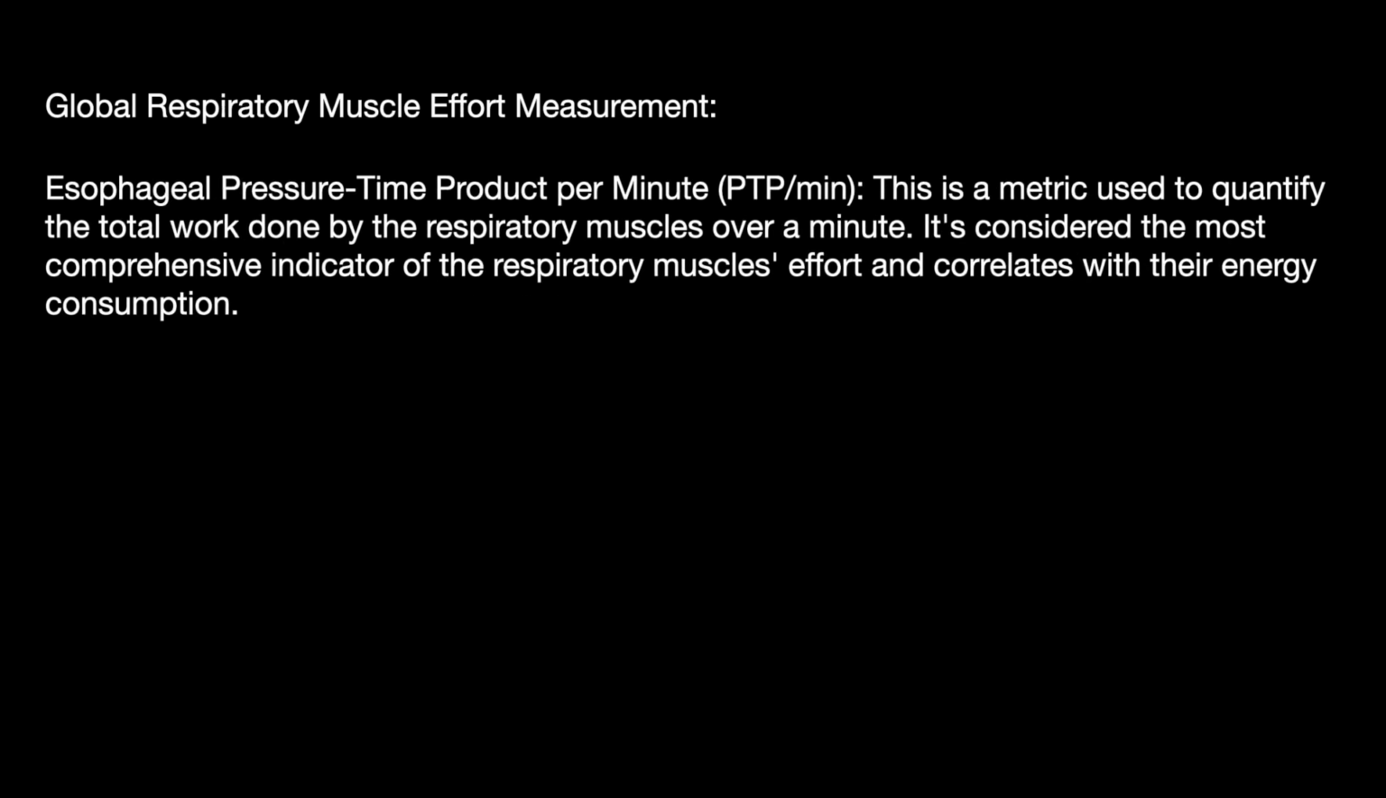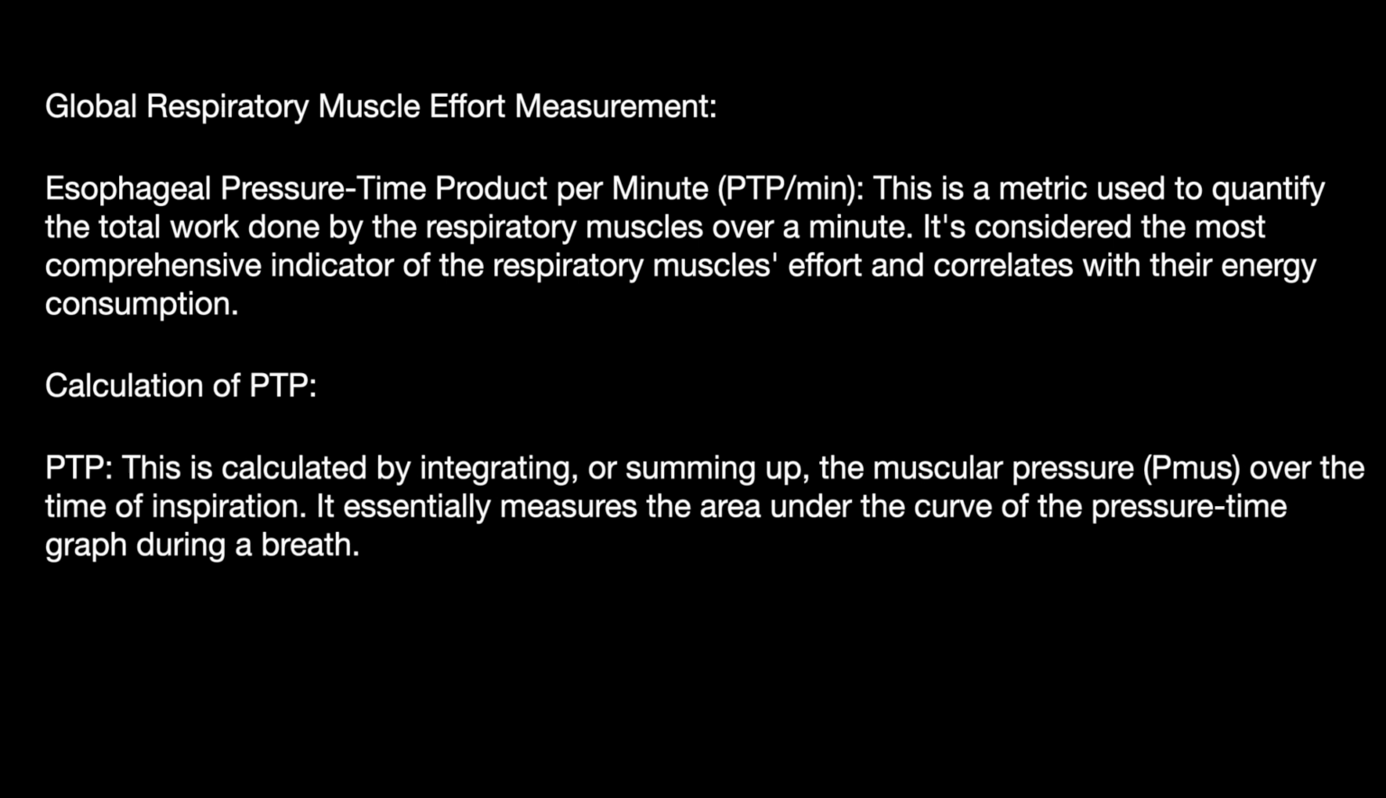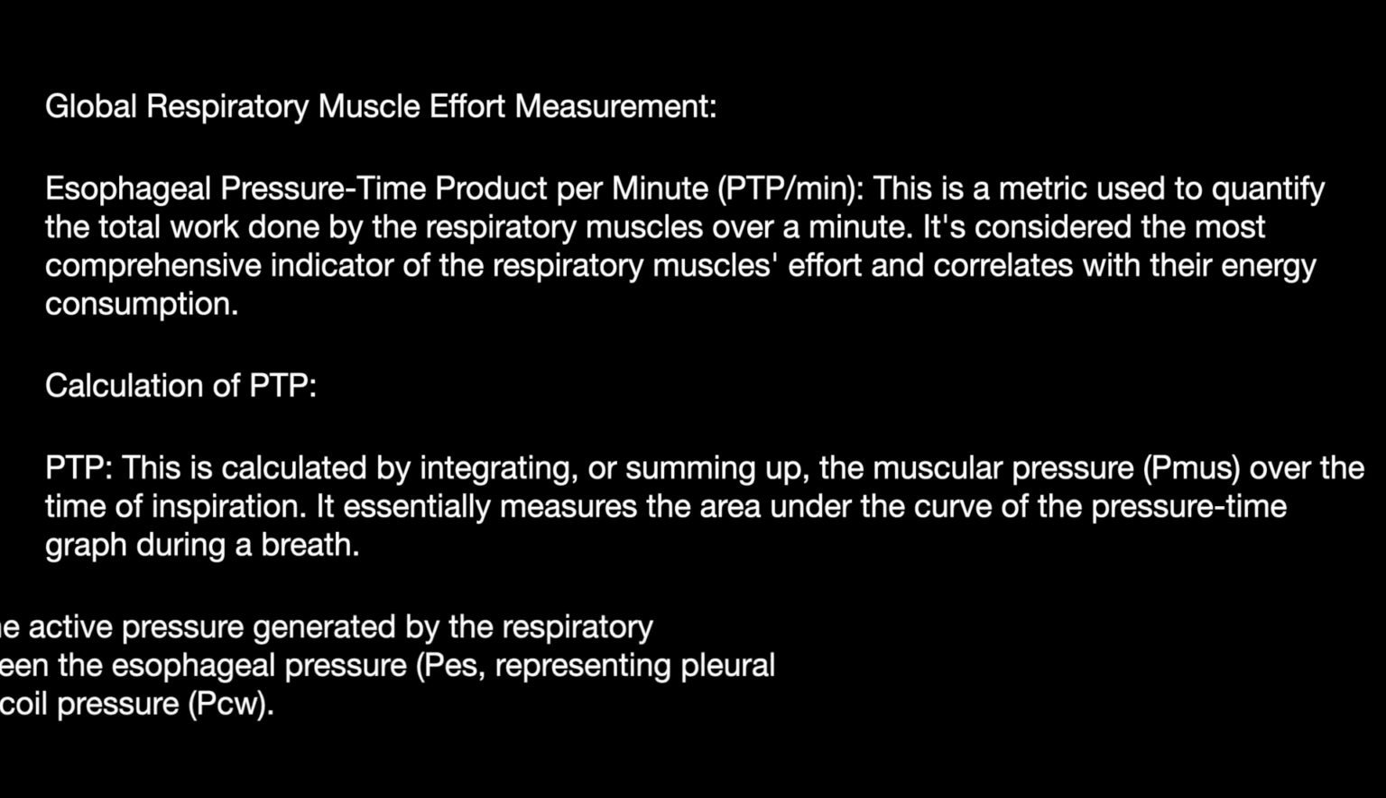So what is the global respiratory muscle effort measurement? The esophageal pressure time product per minute is a metric used to quantify the total work done by the respiratory muscles over a minute. It is considered the most comprehensive indicator of the respiratory muscle effort and correlates with energy consumption. Now how do you calculate this? This is calculated by integrating, or summing up, the muscular pressure over the time of inspiration. It essentially measures the area under the curve of the pressure time graph during a breath.